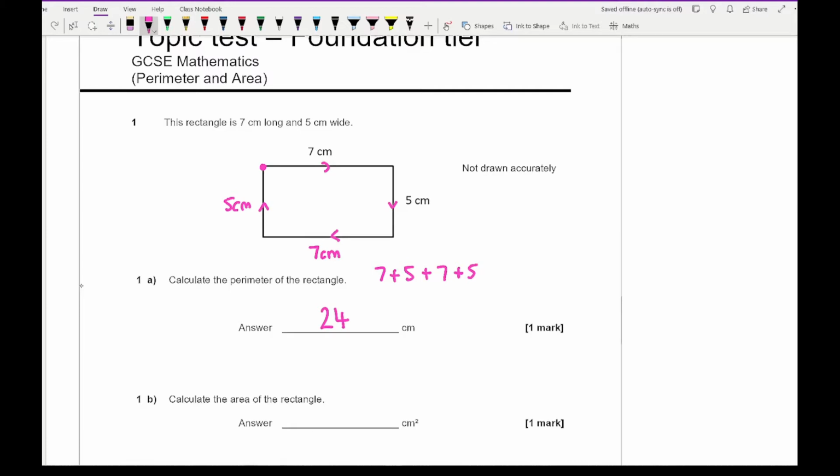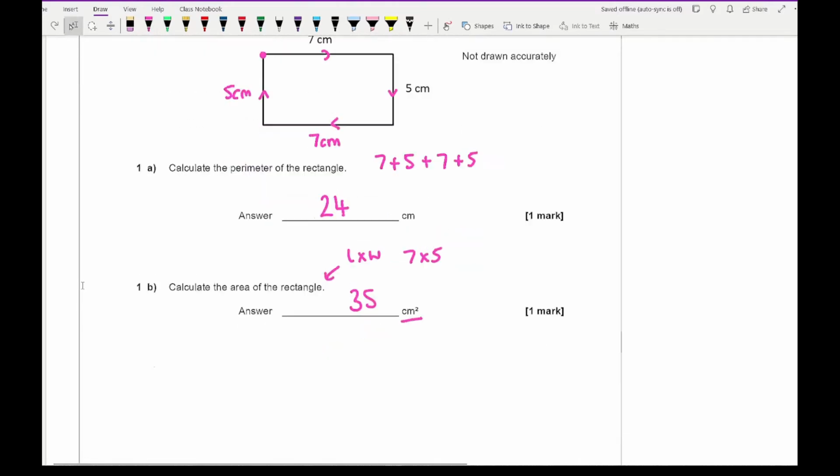Now for the area of a rectangle, that's just going to be the length times the width. So that's going to be 7 times 5, which is 35. And we don't need to worry about the units because that's been given to us.